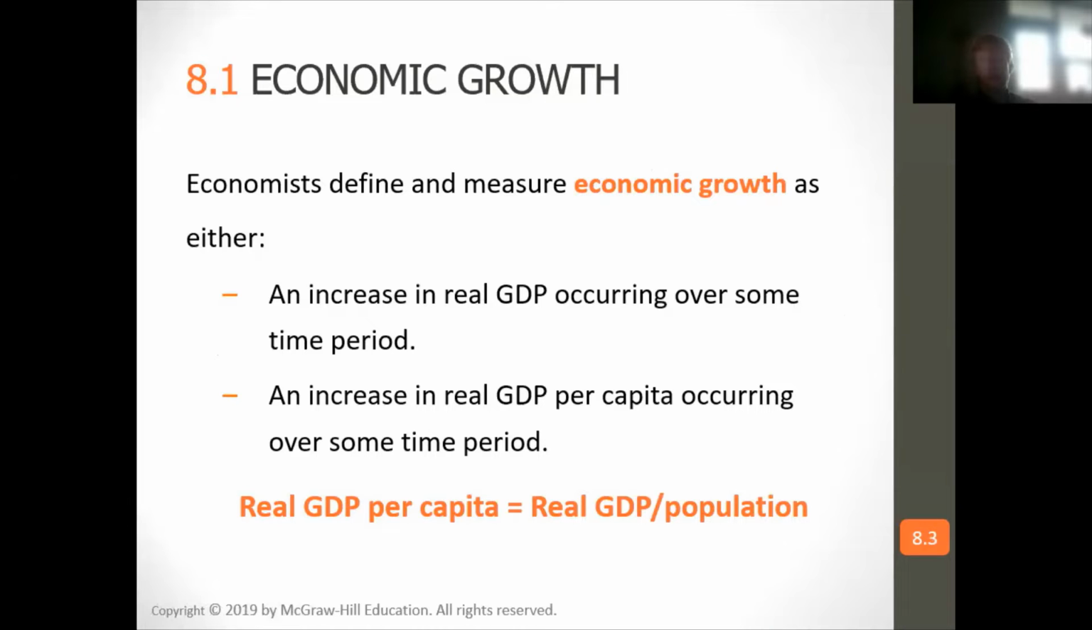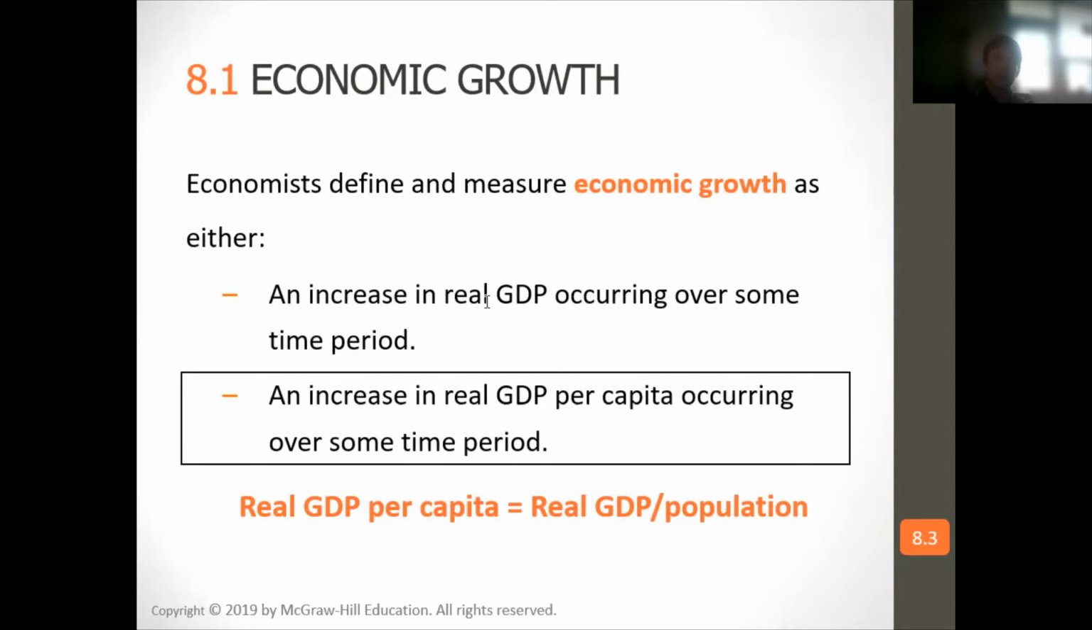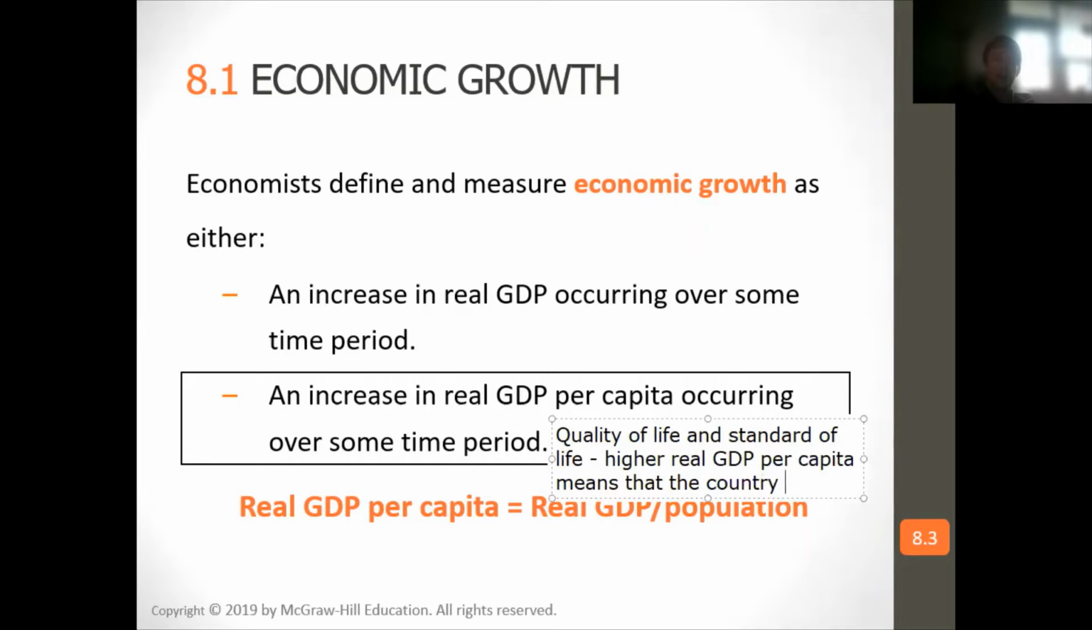Economists define and measure economic growth as either an increase in real GDP occurring over some time period, or an increase in real GDP per capita occurring over some time period. I prefer this definition because it takes into account quality of life and standard of living. A higher real GDP per capita means that the country has a higher quality of life. I believe this is more of the real definition.